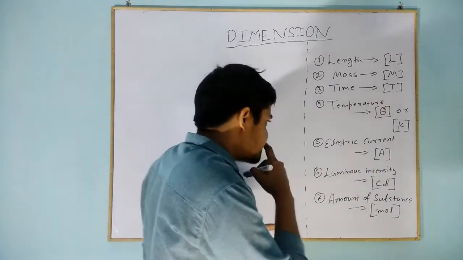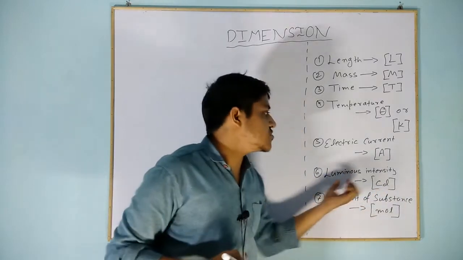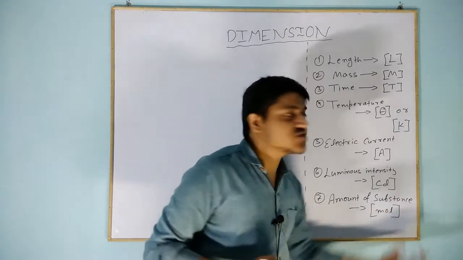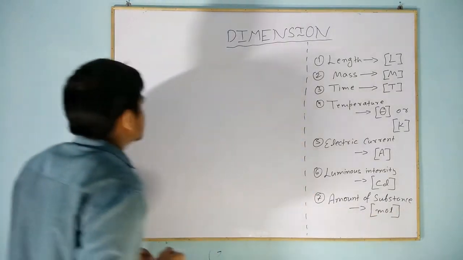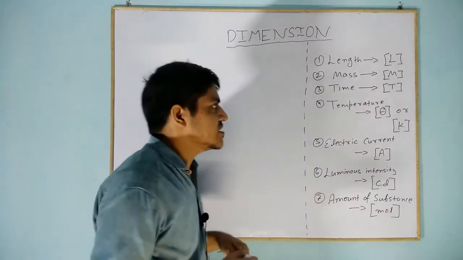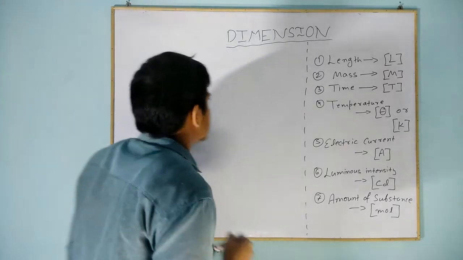Okay. A has been assigned to electric current. A dimension CD has been assigned to luminous intensity. CD stands for candela. A dimension mole stands for amount of substance. Okay. So let's start finding the dimension of physical quantities one by one. I will take the example of at least 20 to 25 physical quantities.